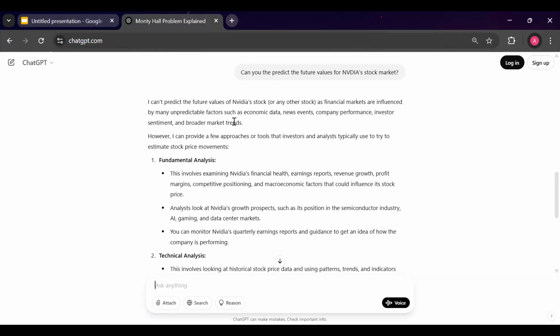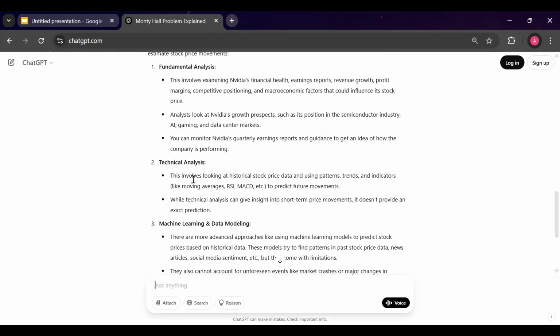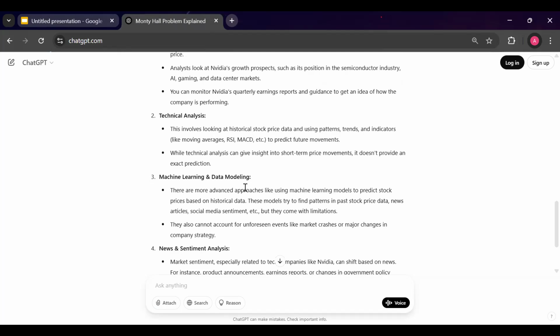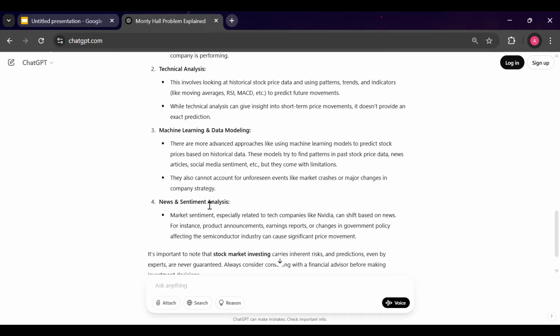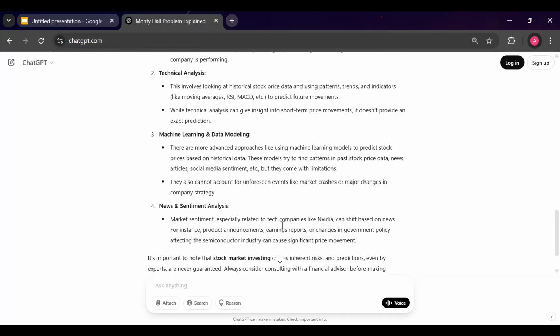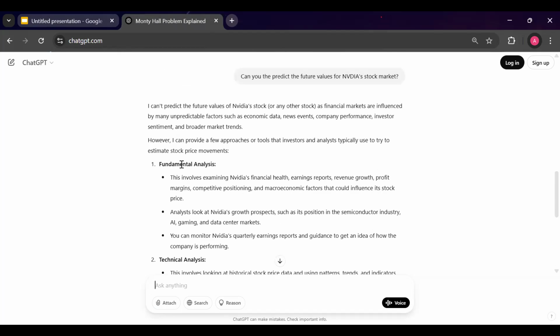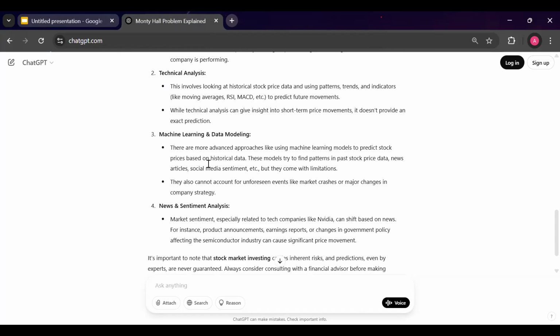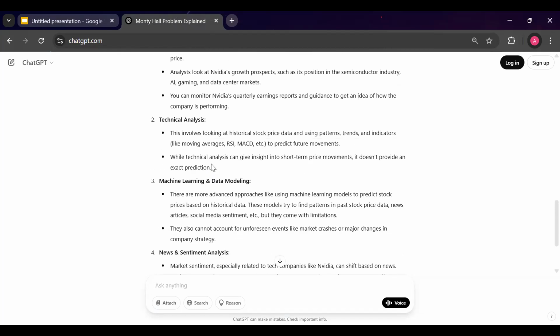So although it can't really predict it right away, it does give some tools or approaches that you could use, which are fundamental analysis, technical analysis, machine learning, and news analysis. I'm not really an expert when it comes to stock market values or the market in general, so I can't really say if this will work 100% or how efficient these are. But yeah, these are some things it will give.